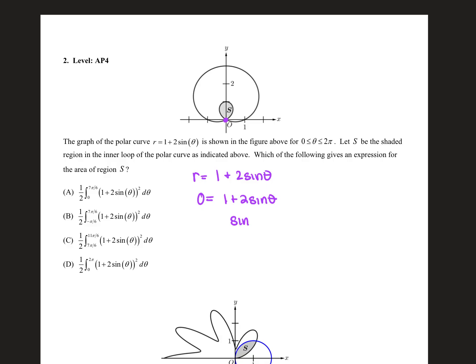So we know that sine theta has got to be equal to negative 1/2. So sine is negative in quadrant 3 and 4. And it's 1/2 when it has to do with pi over 6, but we're in quadrant 3 or 4, so 7 pi over 6 and 11 pi over 6. So where are we at theta equals 0?